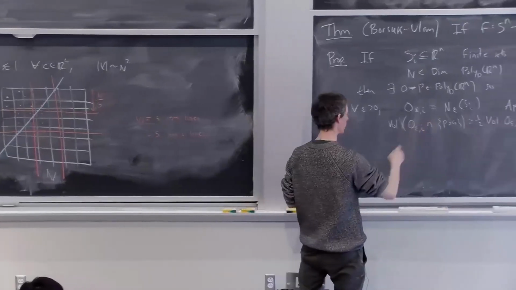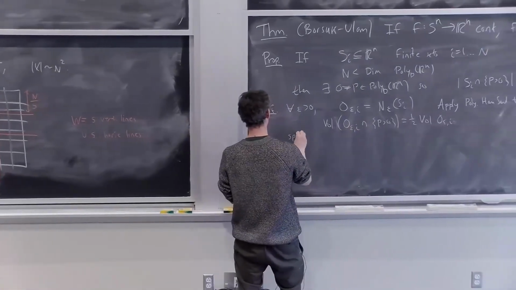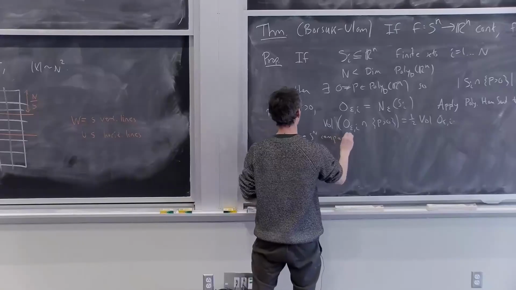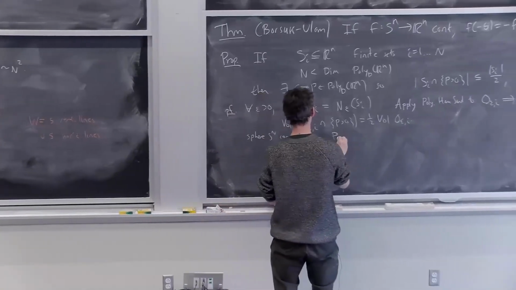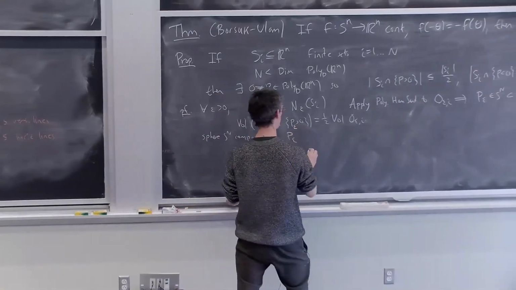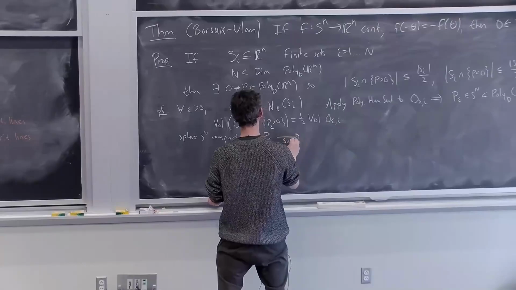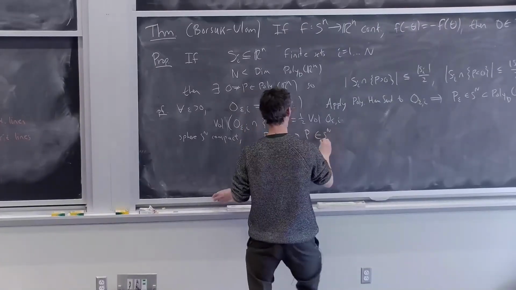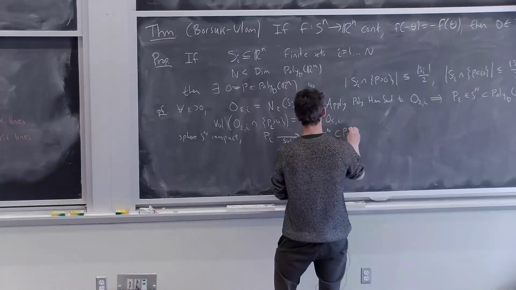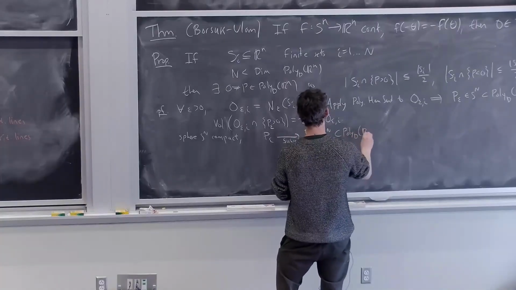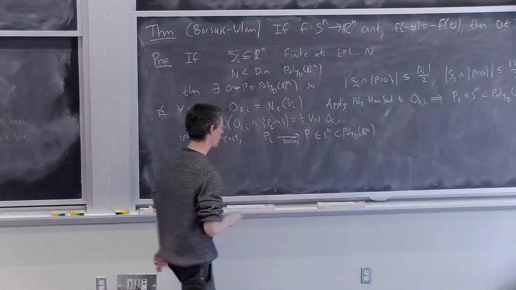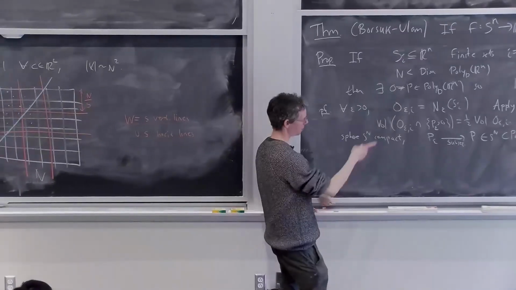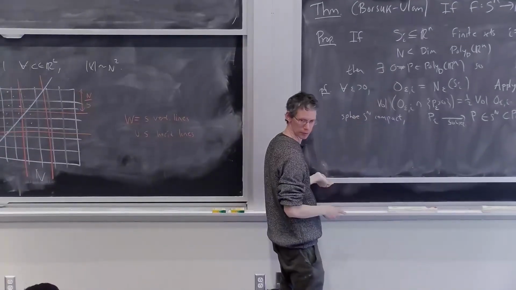And the sphere is compact. So the sphere Sn is compact. So we have a subsequence, P epsilon. Some subsequence of them converges to a limit P, which is a polynomial in Sn. OK. And the claim is that the P does the job.